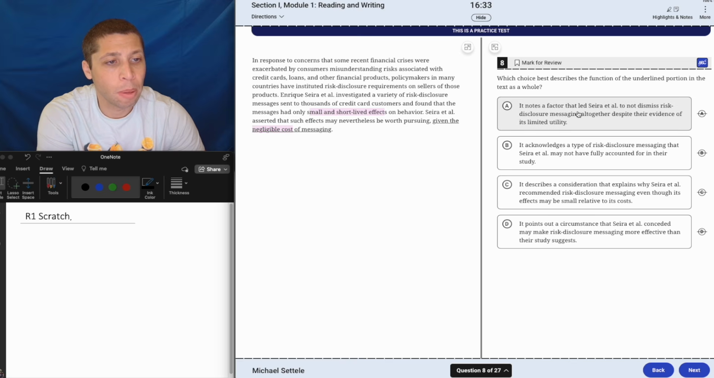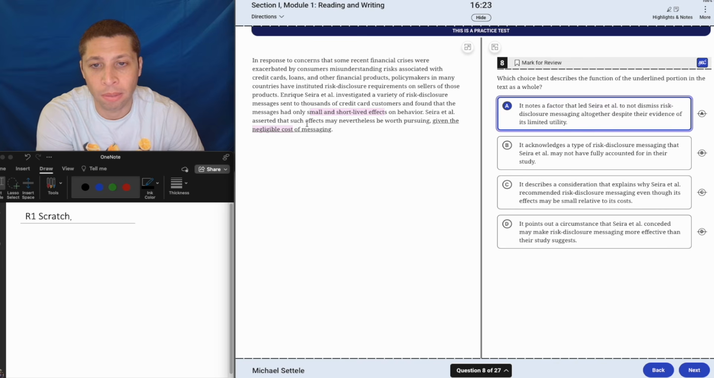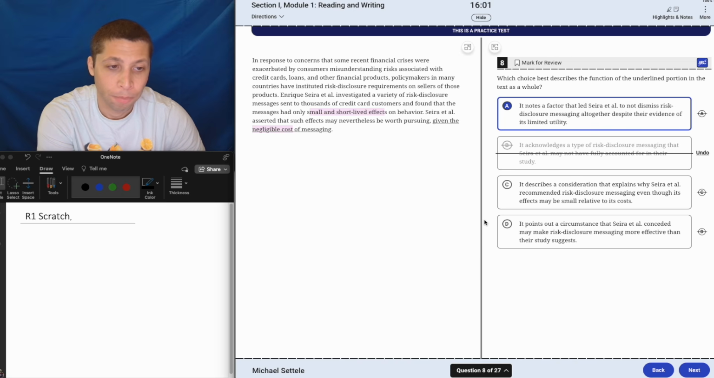It notes a factor that led these people to not dismiss risk disclosure messaging altogether despite their evidence. Yeah, right? So what is the factor? The factor is that it has a low cost. And there is evidence of its limited utility because it is small and short-lived. So let's just look at the others. In B, it acknowledges a type of risk disclosure messaging that the researchers may not have fully accounted for. No, it's not giving me another type. It describes a consideration that explains why they recommended risk disclosure messaging, even though its effects may be small relative to its costs. Ooh, I think people are going to make a mistake here. It describes a consideration that explains why they recommended risk disclosure messaging.